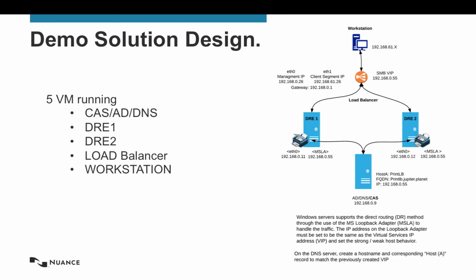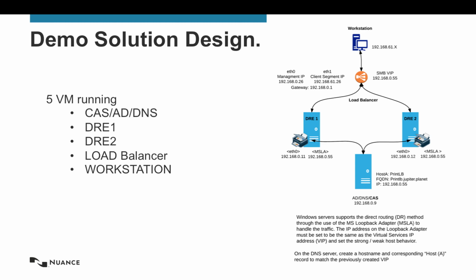Then I have two, DRE1 and DRE2. These are the print servers running the Equitrack DRE component. And then I have the network load balancer, which I said is the loadbalancer.org network load balancer, and the workstation, which is the Windows 10 VM that I'm using. So I have these 5 VMs which I will be running to demonstrate this. At one point I will switch off DRE1 and have DRE2, and I will show that the print will still be submitted, and in the other case I will switch off DRE2 and print through DRE1.